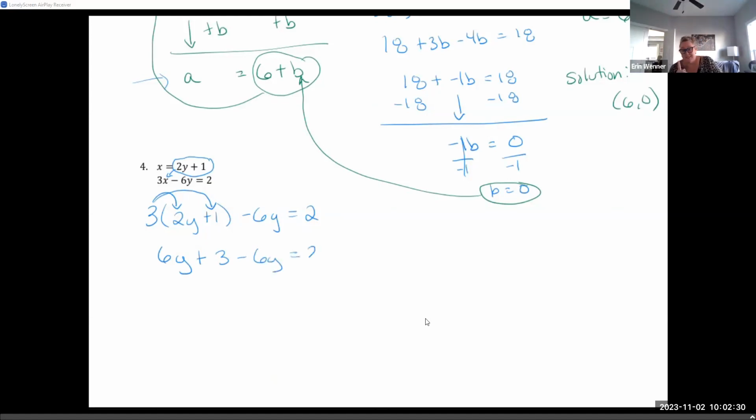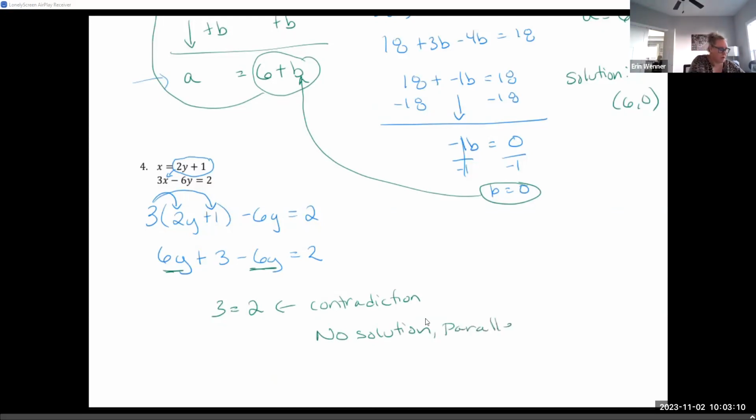So positive 6y minus 6y, those are going to cancel out, right? So these, they cancel each other out. So I'm left with just 3 equals 2, and that's not true, right? That is not a true statement. This is a contradiction. And therefore it tells us that we have no solution. And if we get a contradiction, that's because they are parallel lines.